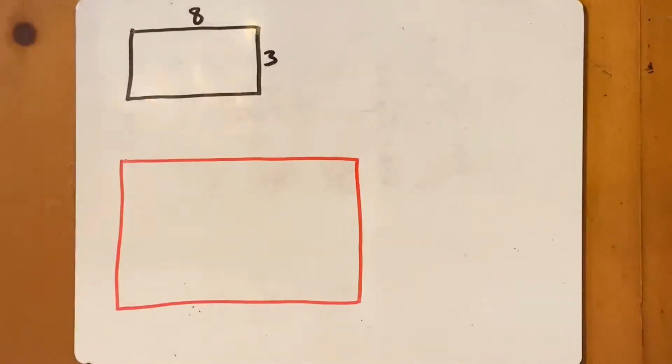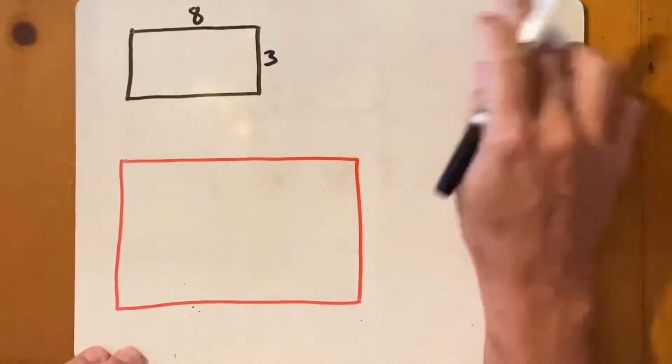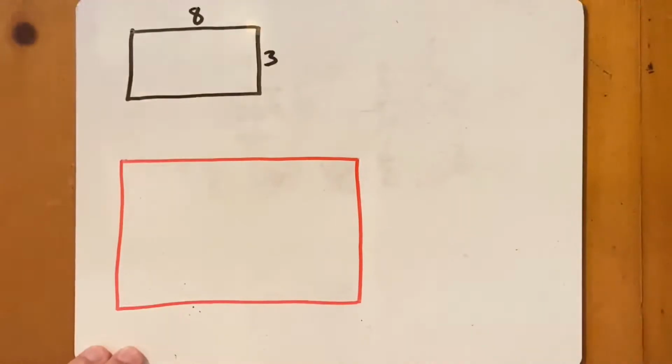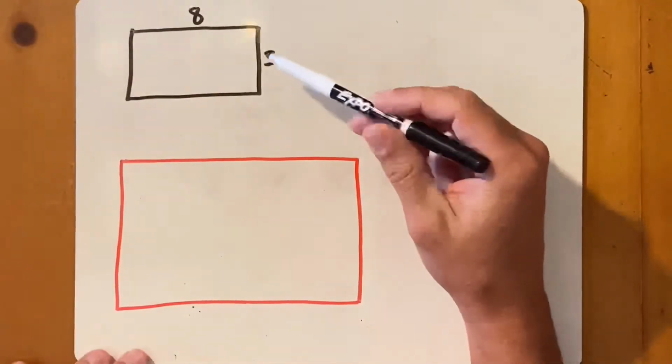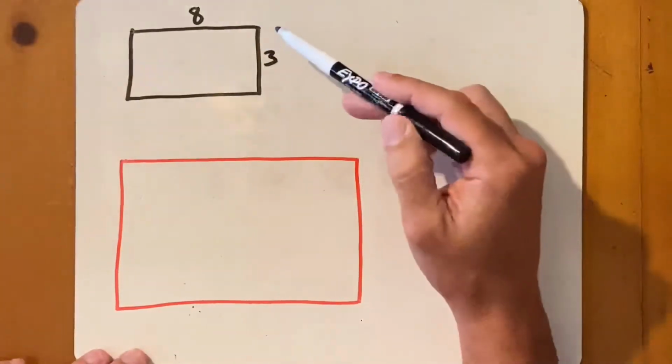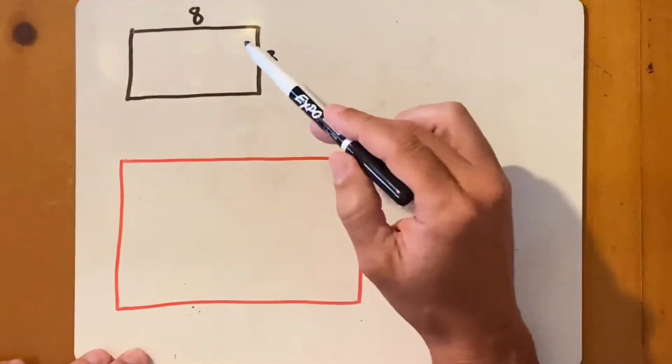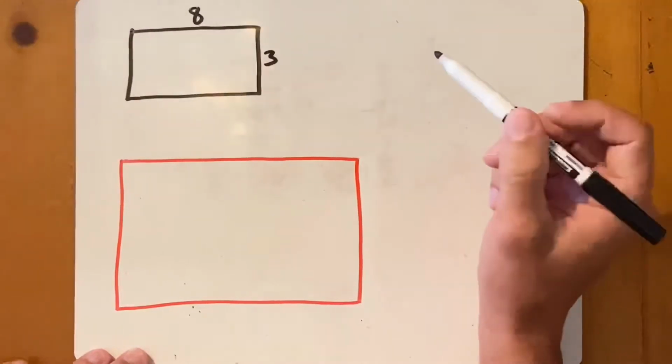So let's take a look at some examples where we change all the dimensions of a particular polygon. For this example, we're just going to use a rectangle because that's a simple polygon to work with. Here we've got a smaller rectangle with dimensions of 8 and 3. It's got a length of 8 and a width of 3.